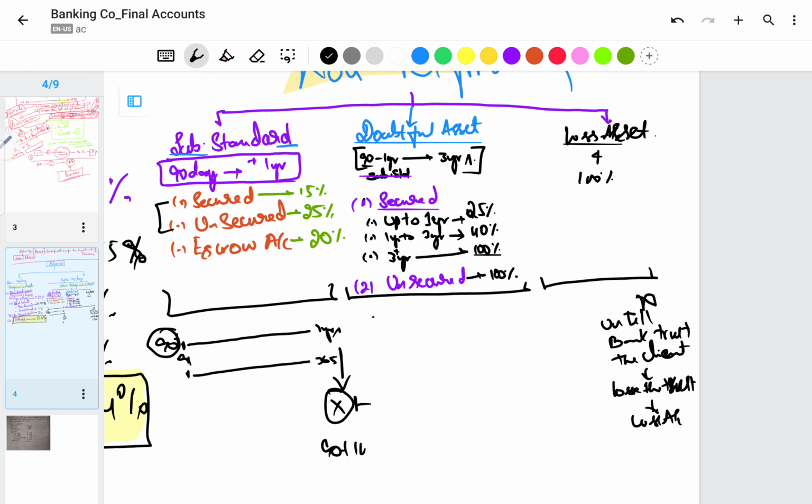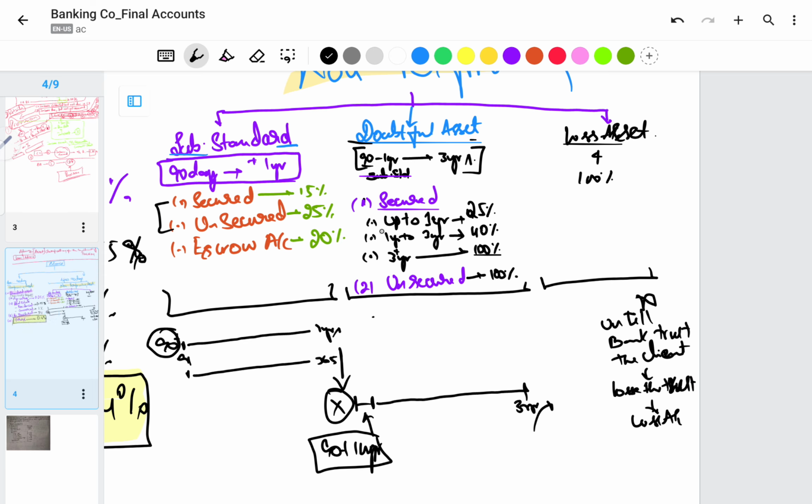90 days plus 1 year has to be completed to call it doubtful. From this, after 1 year plus 90 days, we consider it as day 1, and we treat it for 3 years, which is known as doubtful. Under doubtful we classify into two: secured and unsecured.